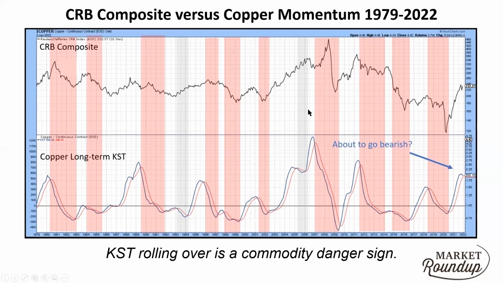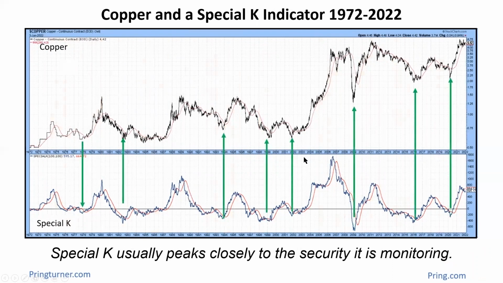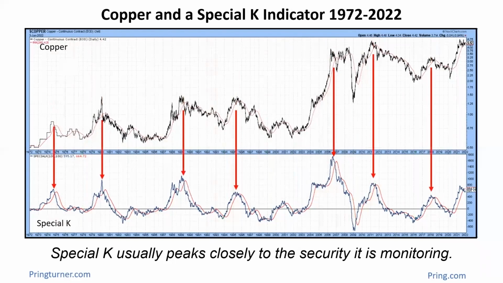So let's take a closer look at copper. Here's copper in the top window, and underneath it's the special K indicator, which we talked about before. I just wanted to show you a great example of how copper and the special K bottom out simultaneously. And they also peak out simultaneously. It's quite remarkable how consistent and how cyclical the copper price is.